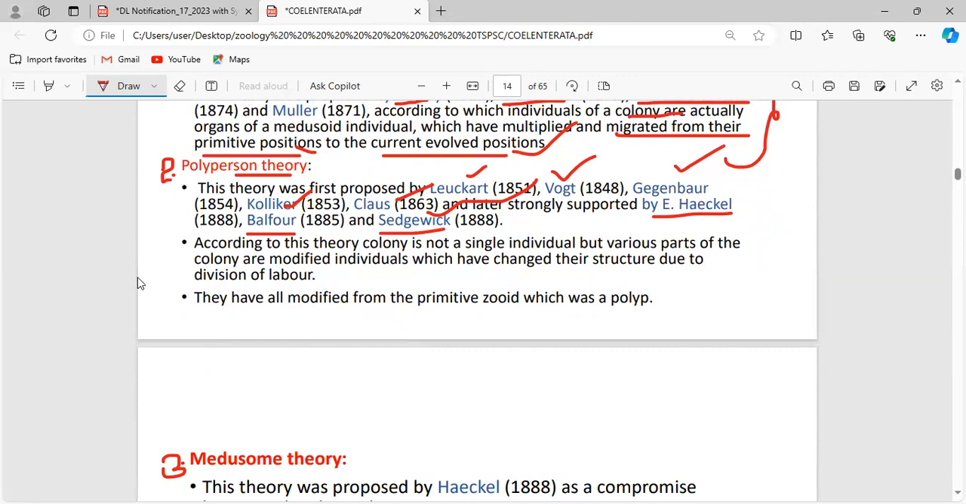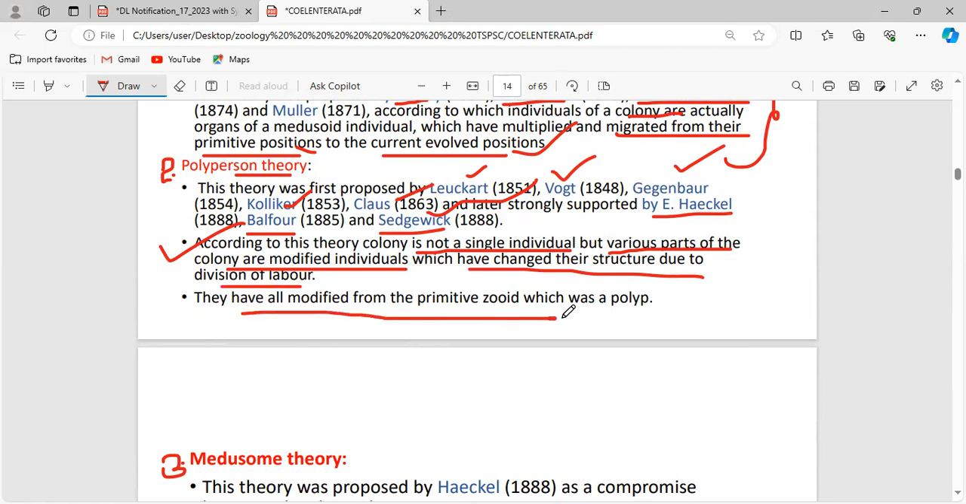Okay, according to this theory, the colony is not a single individual but various parts of the colony or modified individuals which have changed their structure due to division of labor. They have all been modified from the primitive zooid, which was the polyp. What does the polyp person theory mean?